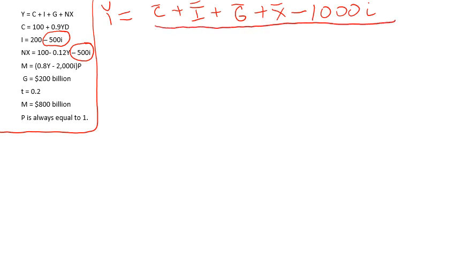In the denominator, we get 1 minus MPC, which is equal to the marginal propensity to save, plus MPC times T plus MPI. And they're all there, right? Here is MPC, 0.9. Here is T, 0.2. And here is MPI, 0.12.